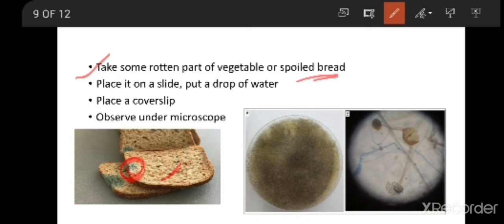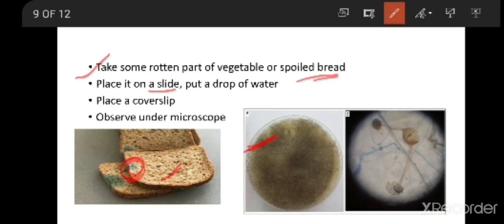Needle will be there, no? So with the help of a small needle, you can see here, this is a fungi which will be present on the bread. With the help of a needle, you have to take a small strand, okay, and place it on a slide, put a drop of water so that you can see clearly. Place a cover slip and observe under the microscope.